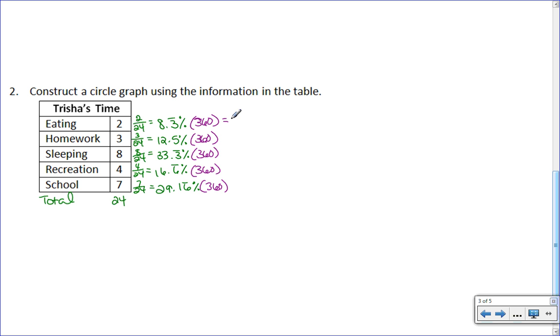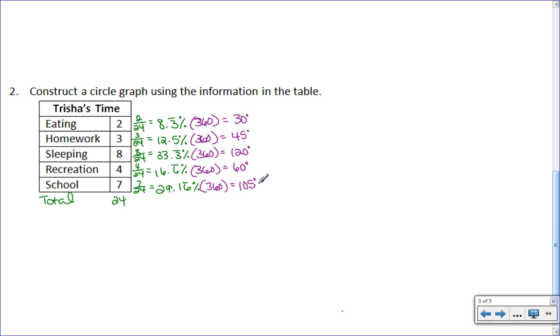And for the first one, we end up with 30 degrees. For the second one, this is 45 degrees. For the third one, 120 degrees. For recreation, this is 60 degrees. And school is 105 degrees.